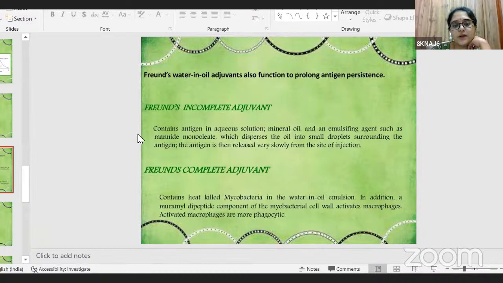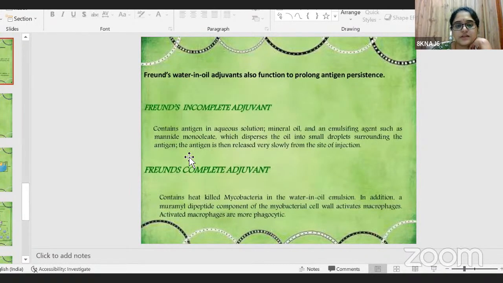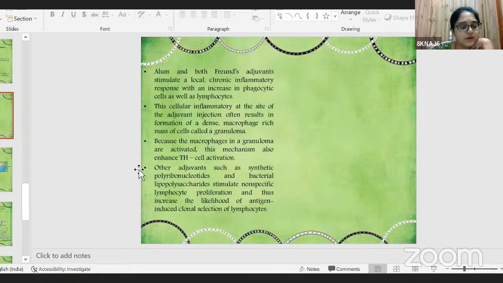Whereas complete adjuvant has even heat-killed mycobacteria in this water-in-oil emulsion. In addition, you have a dipeptide, a component from the bacterial cell wall. This activates the macrophages, and activated macrophages are more phagocytic in nature. So this is all about the adjuvants.